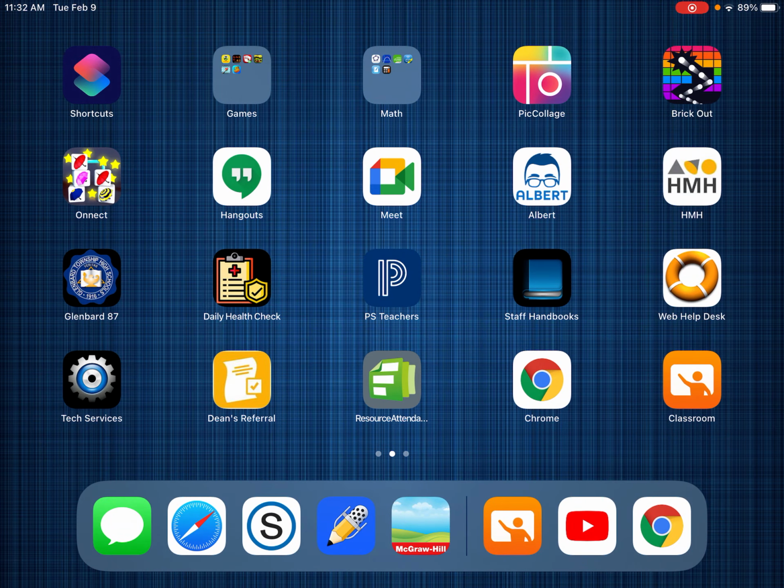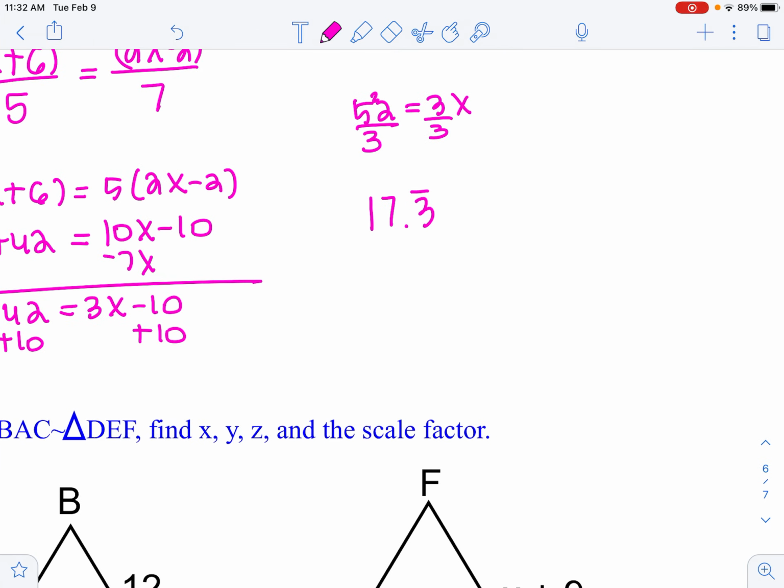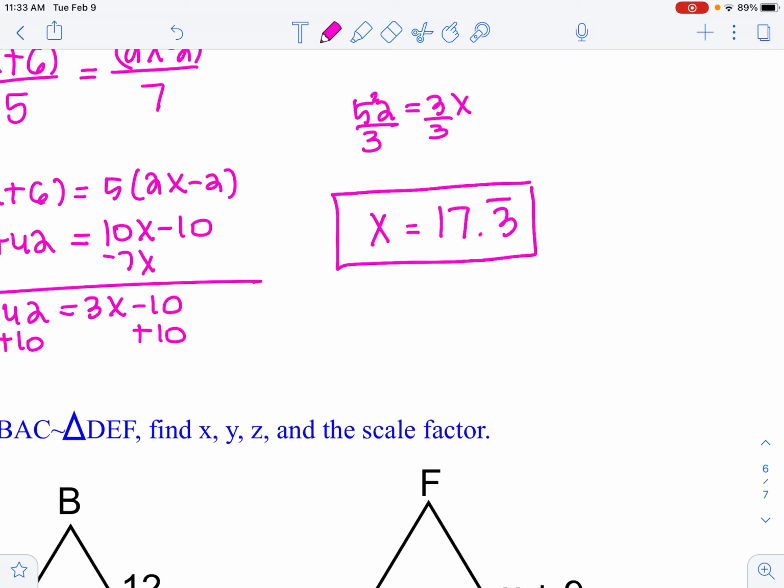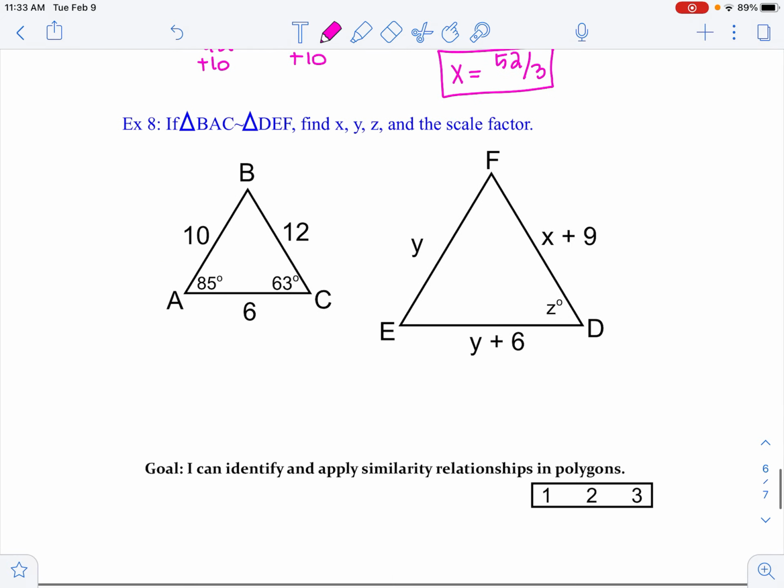17.3 repeating. So when I write that down, since it doesn't tell me in the problem where to round to, I want to write down 17.3 repeating like I just did right there. So I'm going to do x equals 17.3 repeating. That way I didn't round. Or you can leave it as 52 over 3. Okay? Or x equals 52 over 3. Either one is fine.